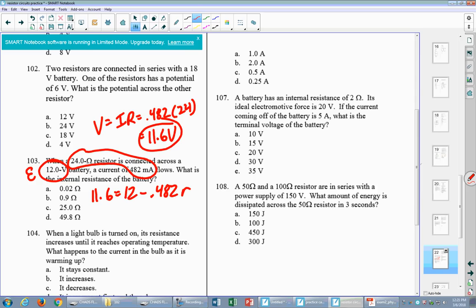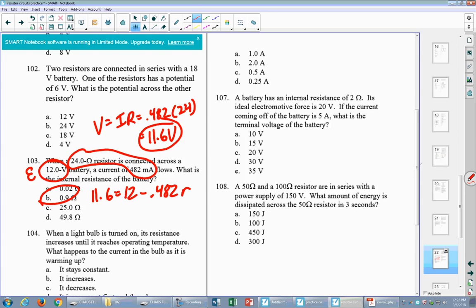0.8, 0.9. B was the answer on that one, 103? Yeah. I don't like that problem. It's actually not exactly correct because it's not including the potential drop across the resistor. It would be more like ones that I've given you, where I give you the terminal voltage outright.